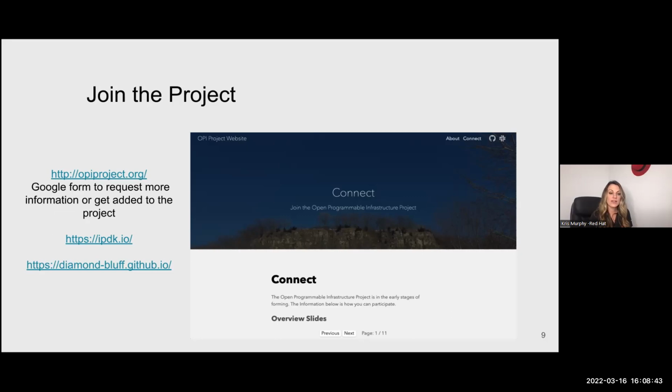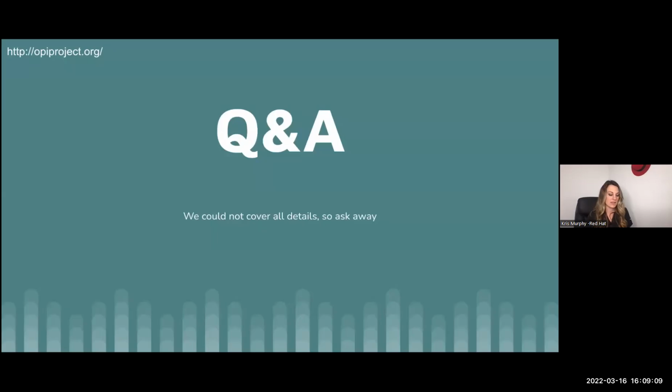If you want to look at what already exists, both the IPDK.io website, which links to their GitHub, and the Diamond Bluff GitHub have some information out on them of where the projects are at. As we've talked about before, these are coming together under OPI, but it's not starting over. It's more working from both bases towards common goals.